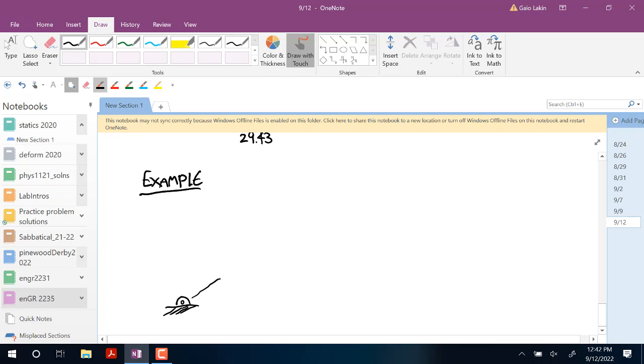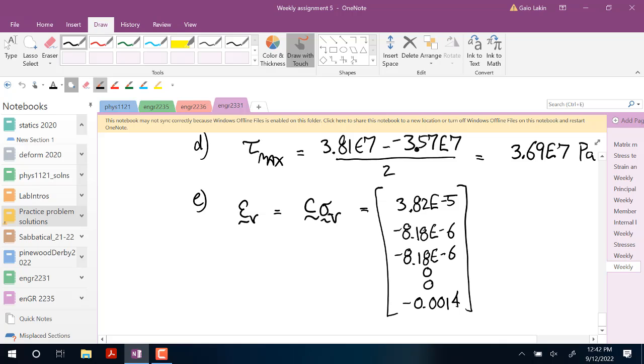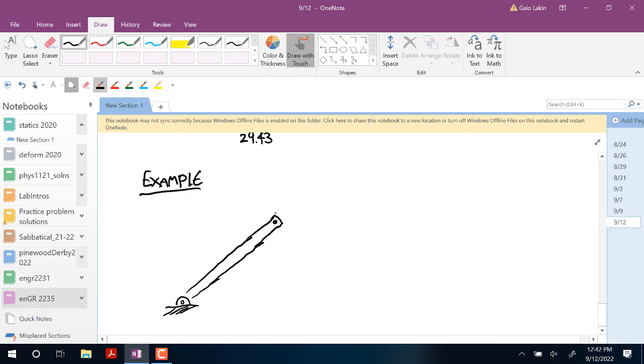Okay, so we got this beam that makes a 45-degree angle with the horizontal. And at the upper right end, there's a pin that slides in a slot. And this slot makes an angle of 10 degrees with the vertical.